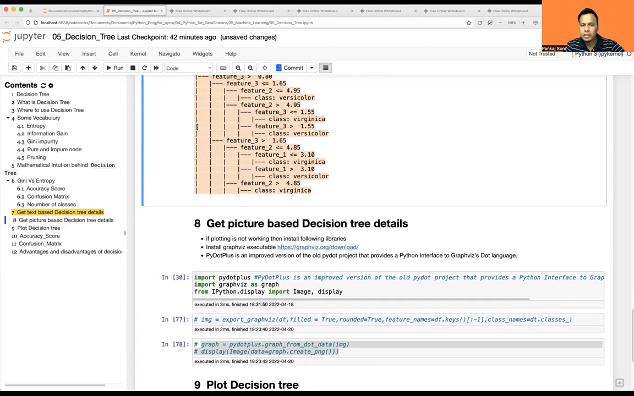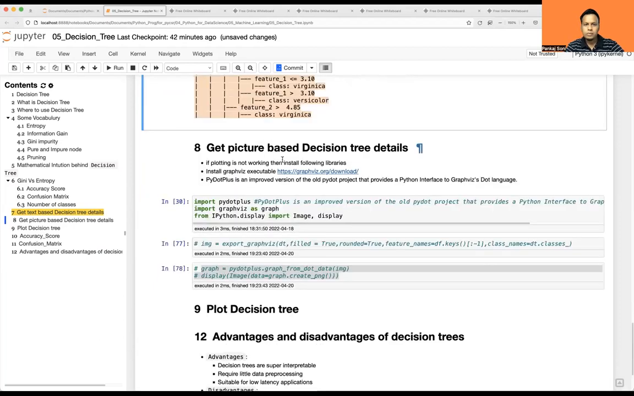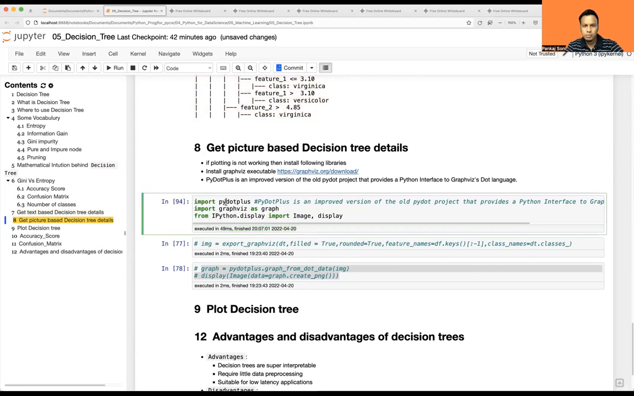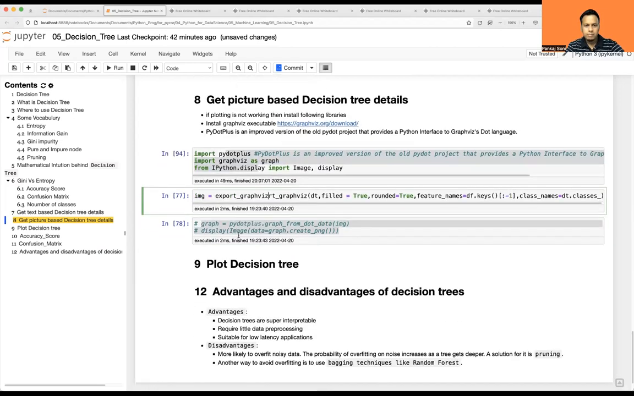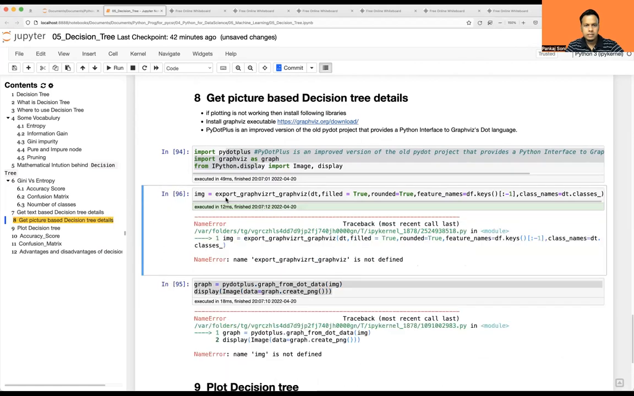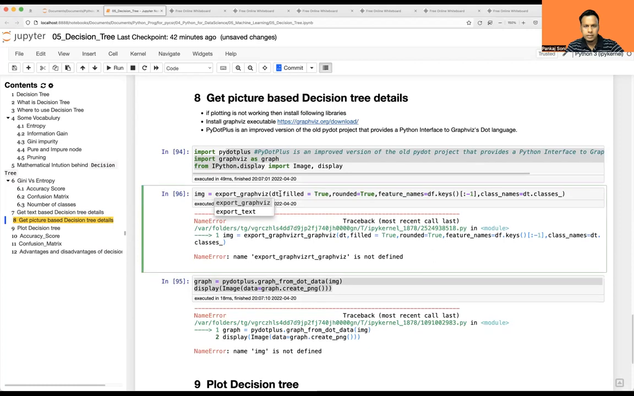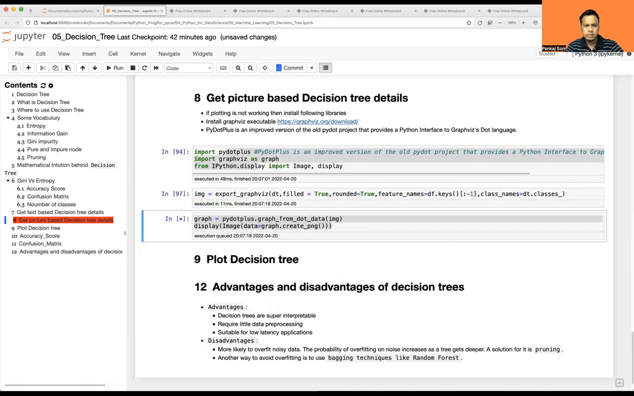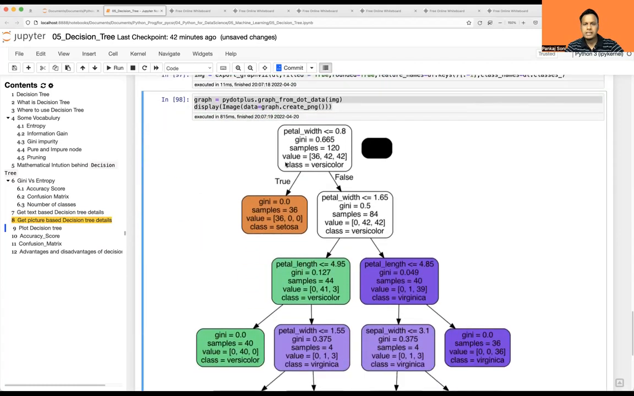So we are going to plot them. How to plot? There are two ways. One is plotting using graphviz. So I can go ahead and import this library. If you don't have it, please go ahead and install it using pip install. And if I plot like this, where is the image? Sorry. See here, very nicely it is going to put it.